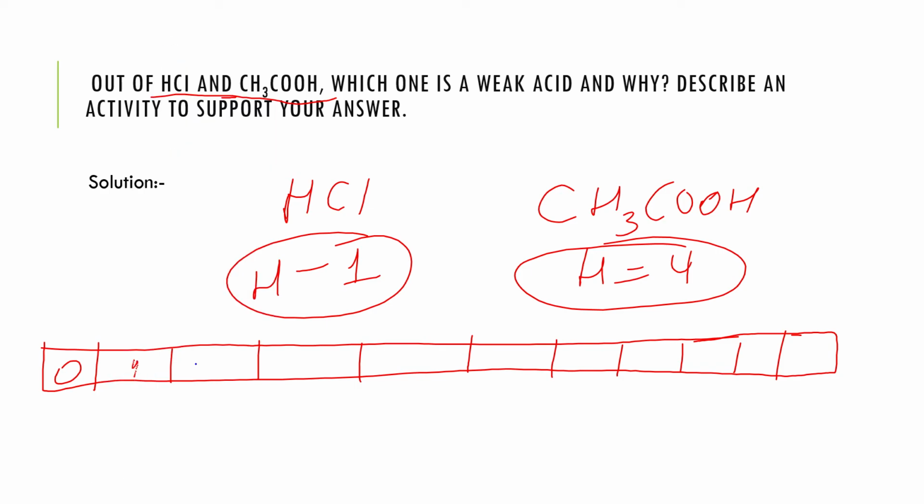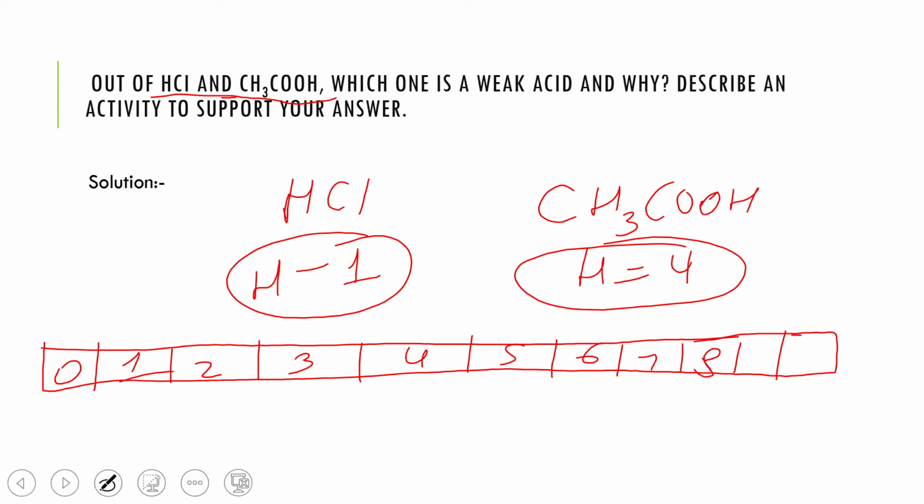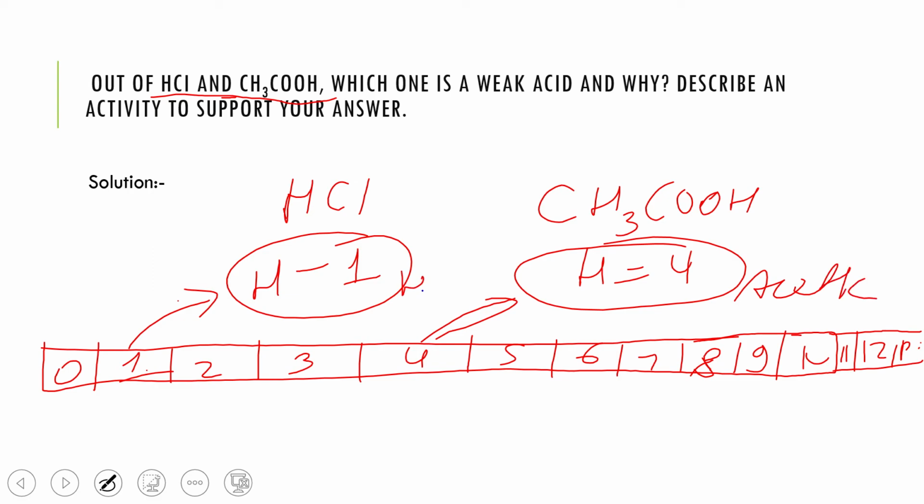One, 2, 3, 4, 5, 6, 7, 8, 9, 10, 11, 12, 13, 14, and this makes 1, so it belongs to category 1. This belongs to somewhere around 4, hence it is a weaker acid. This is acetic acid, and this is hydrochloric acid.